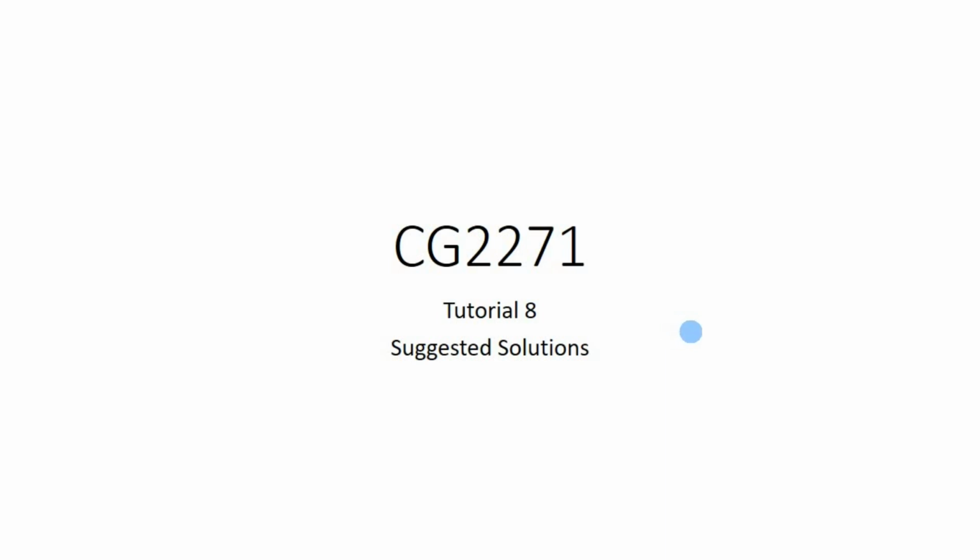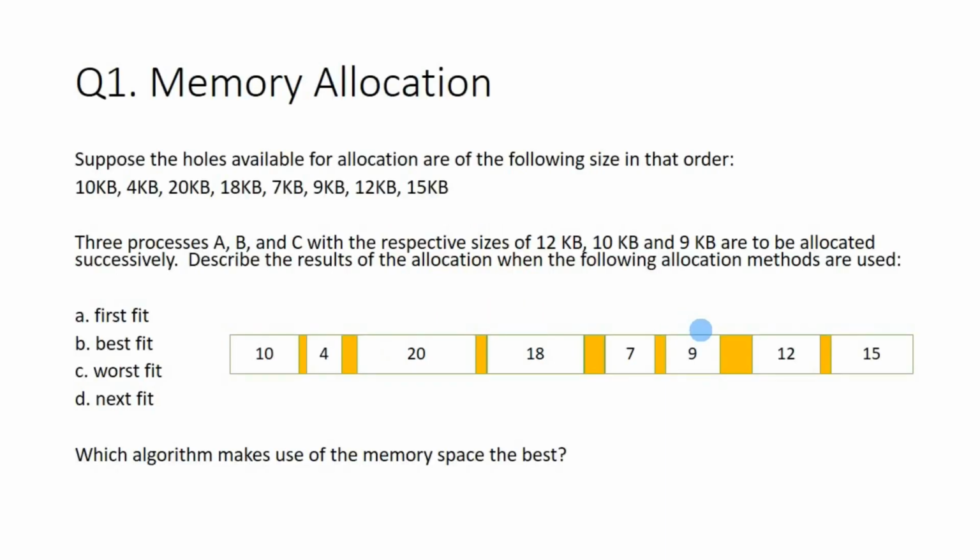Okay, so the first question is on memory allocation, and we have a system where in the memory there are already some holes available. Holes are basically memory spaces which are empty and available for you to use. We have them in this following order: 10 kilobytes, 4, 20, 18, 7, 9, 12, and 15. So here I've laid out the holes.